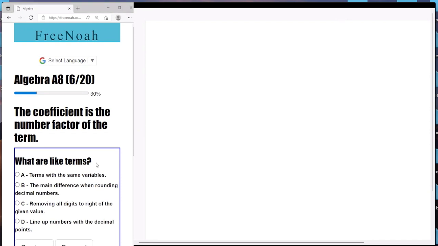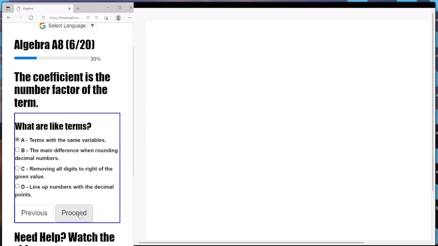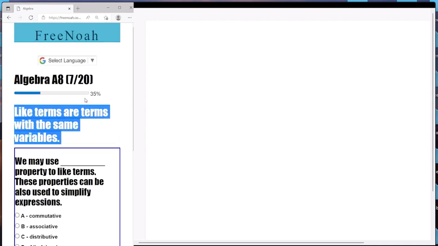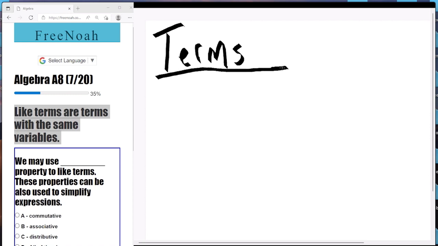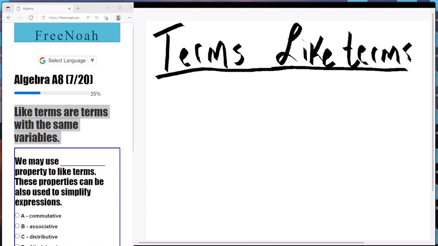Here we go. Let's discuss the definition of like terms. What are like terms? Like terms are terms with the same variable. For example, here we're going to write a chart. On the left, we're going to write a term, and on the right, we're going to write a term that is similar, also known as a like term.